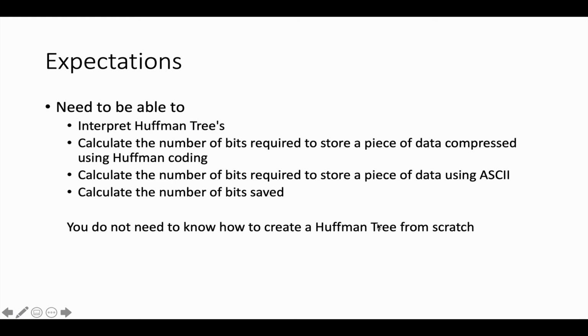Next bit, we're going to be having a look at how to calculate the number of bits required to store a piece of compressed data, how to be able to calculate the number of bits required to store a piece of data using ASCII, and how to calculate the number of bits saved.